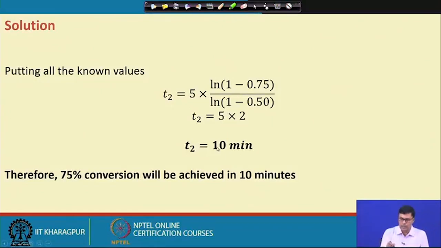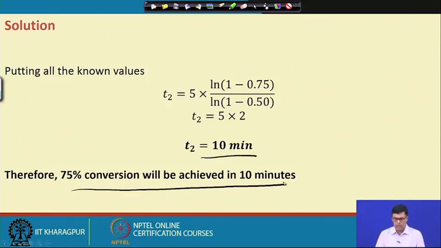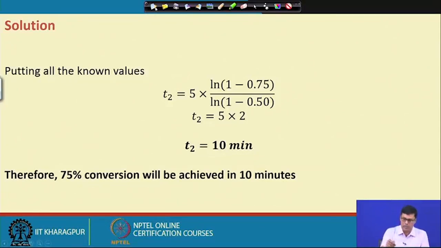So, we find the time as 10 minutes. For 75% conversion, we require 10 minutes. This is how we can solve it very easily.